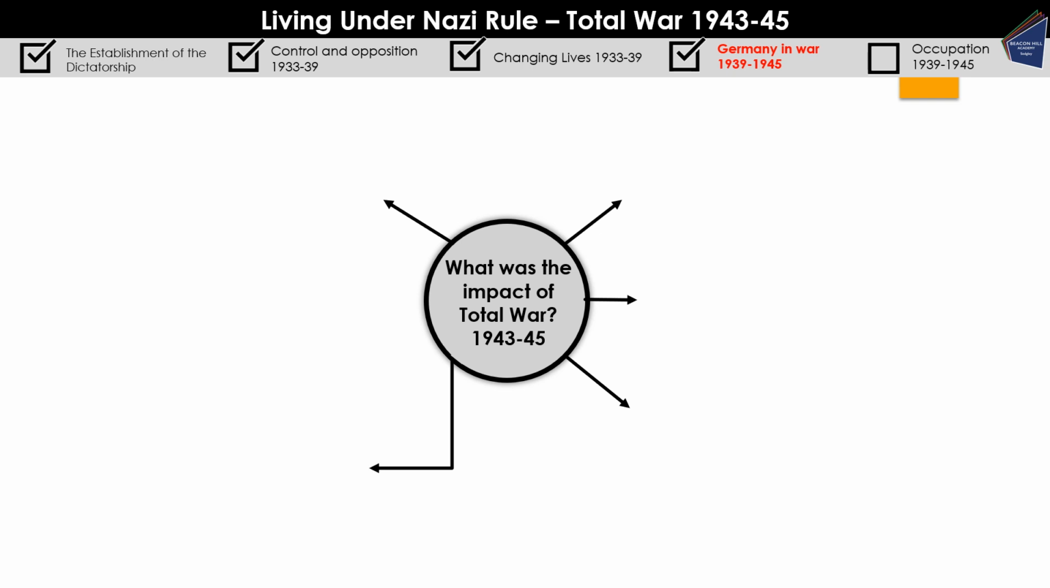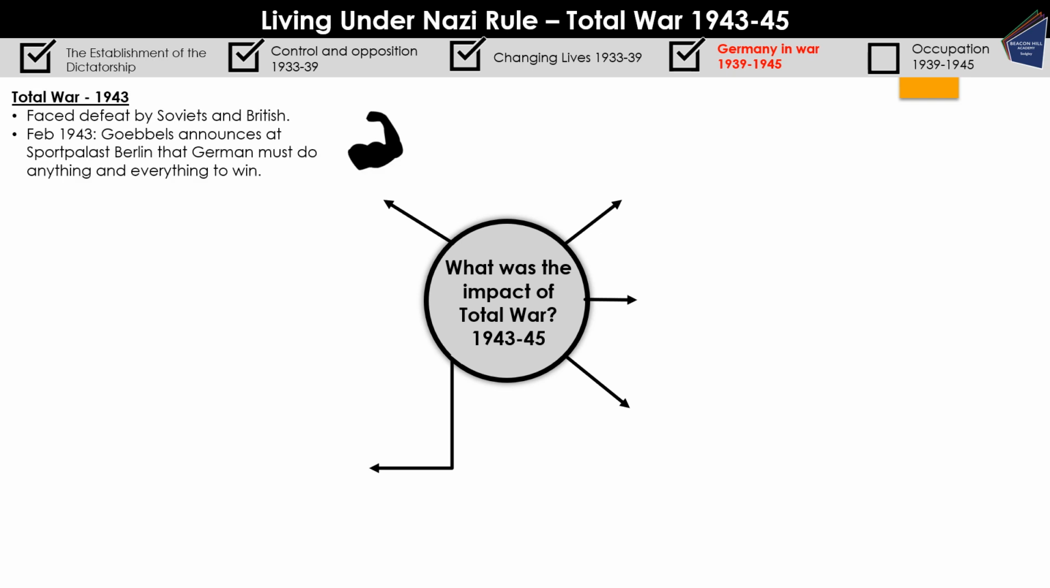The phase of World War II was known as Total War, and this ran from 1943 to 1945. So Total War starts in 1943 as a result of the fact that the Germans were facing defeat by the Soviets and the British. So the Nazis had invaded the Soviet Union in 1942, and this had been a huge, huge error for them. They had to split their troops.